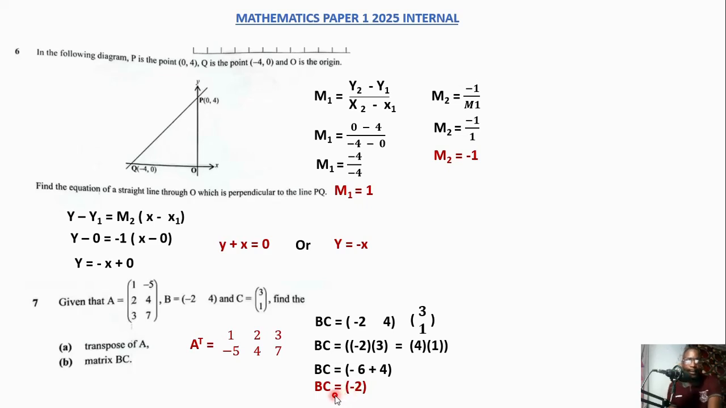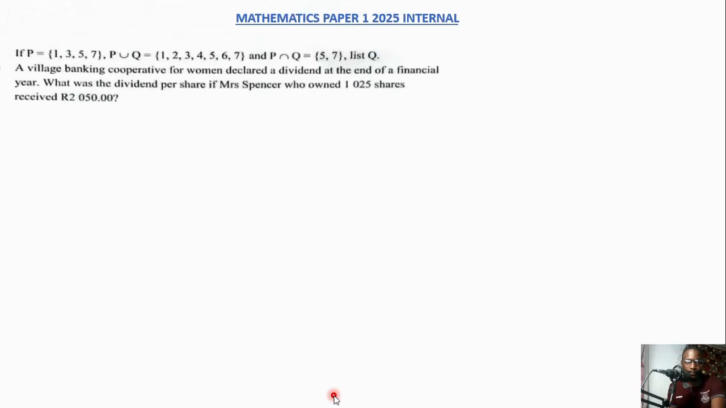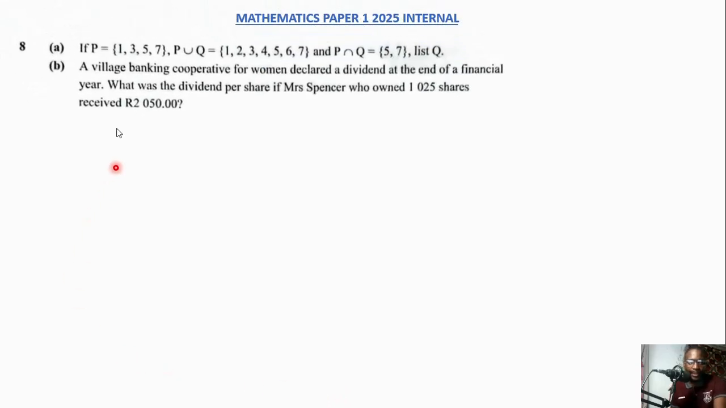All right, let's go to question 8. Question 8 reads, if P is equal to {1, 3, 5, 7}, P union Q is equal to {1, 2, 3, 4, 5, 6, 7}, and P intersection Q is equal to {5, 7}, list Q.